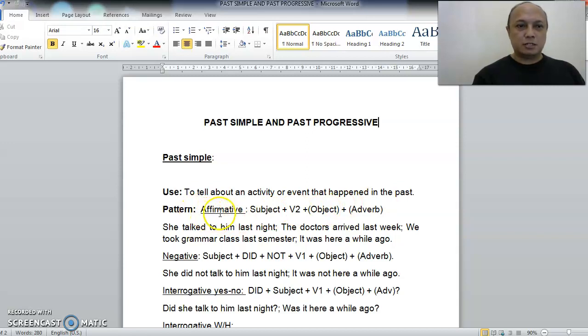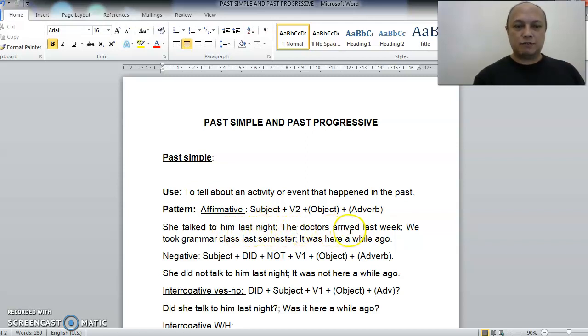As for the patterns, for the affirmative, this is the kalimat berita. It's simple: subject plus verb 2 plus object plus adverb. Object and adverb are within brackets because they are optional. For example, she talked to him last night. This is the subject, verb 2, to him last night. To is the preposition and him is the object of the preposition. Last night is the adverb of time.